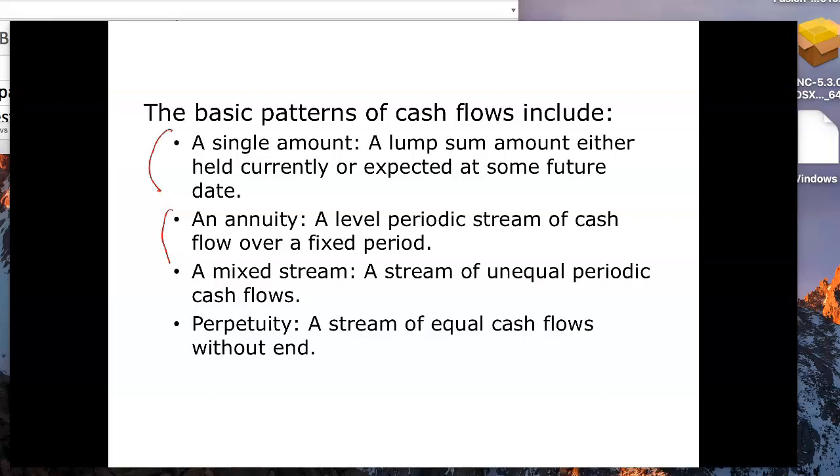That's an annuity. And then we have a mixed stream, and that's the example that we just saw. It's a stream of unequal cash flows occurring over some period of time. And then we have a perpetuity, which is like an annuity in that all the payments are the same, all the cash flows are the same, but they don't end. They just continue going on forever.